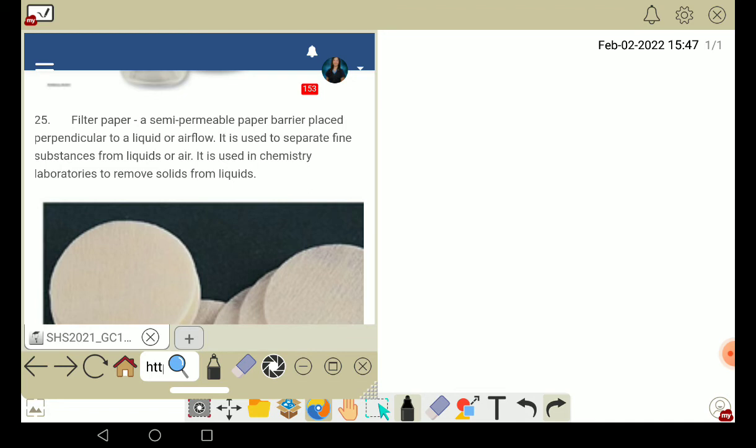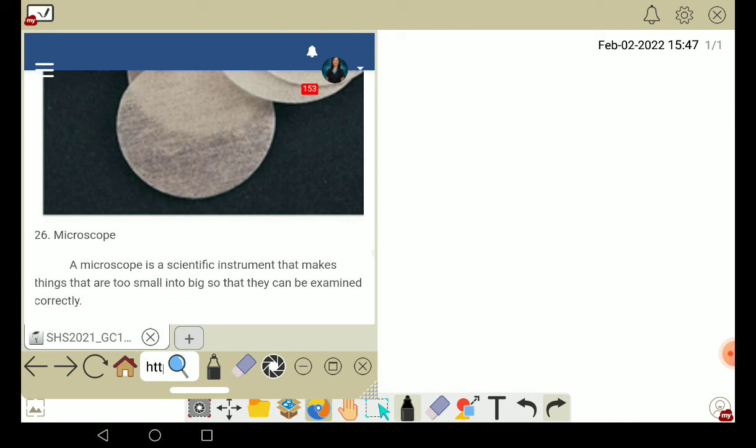Next, we have the filter paper. Filter paper is a semi-permeable paper barrier placed perpendicular to a liquid or air flow. It is used to separate fine substances from liquid or air. It is used in chemistry laboratories to remove solids from liquids. As its name says, we use this for filtering substances, getting our solid substances and separating them from the liquid part.